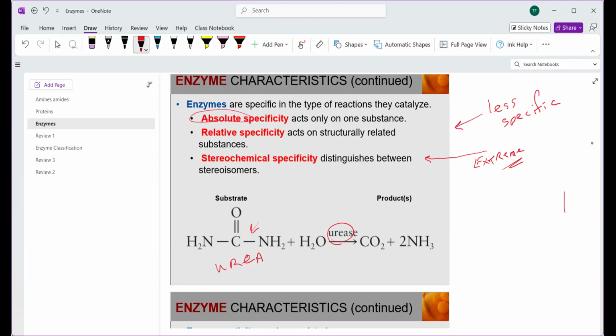Also, the enzymes are very, very specific as to what they do. What I mean by that is they produce unique products. So you can have a number of enzymes work on urea, but if you wanted to convert it to ammonia and carbon dioxide, you have to use urease, nothing else. I'm going to stress this specificity.